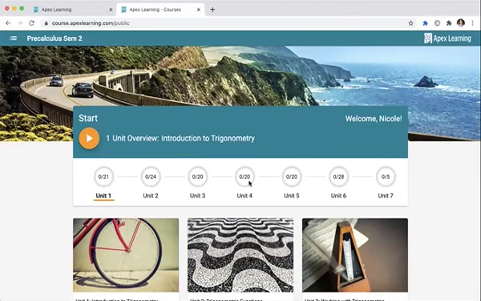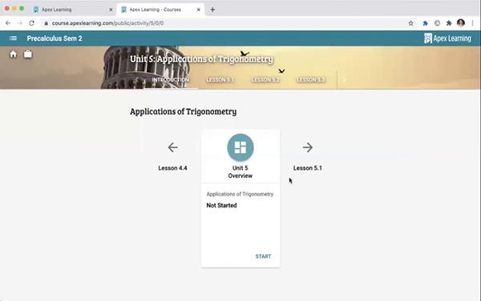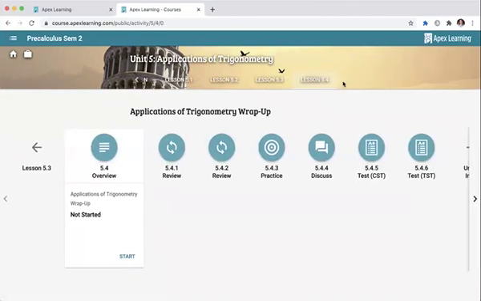All right, so quickly here to look at Unit 5. To give you the overview of Unit 5, it is only 4 lessons, and of course the 4th lesson being our unit test. So really it's 3 lessons and a review section and a test. And this is on the applications of trigonometry.